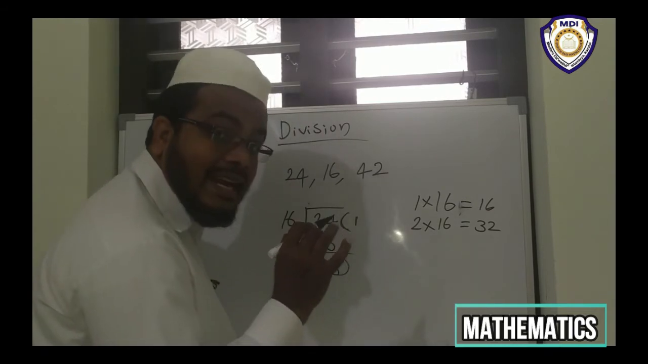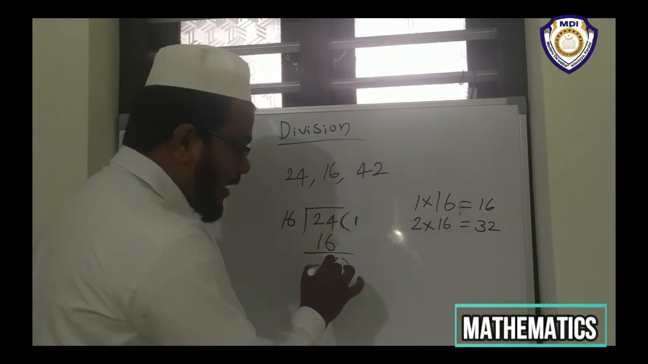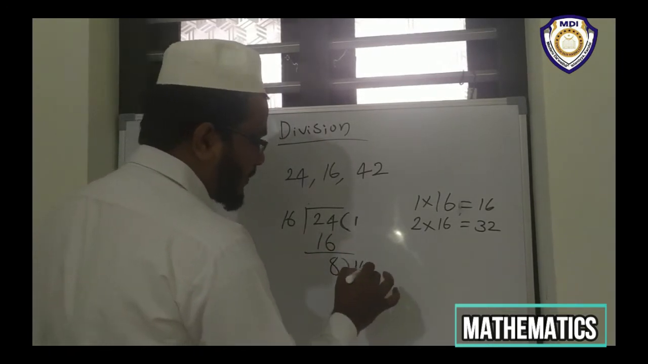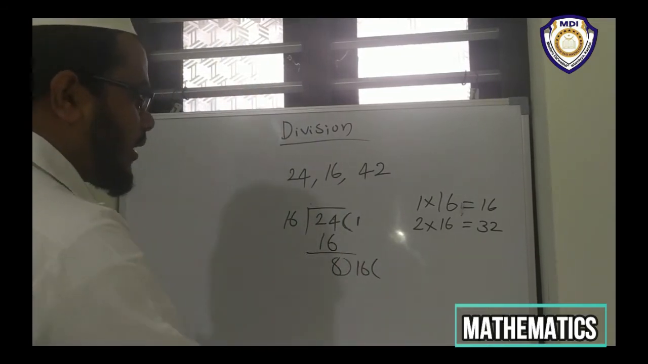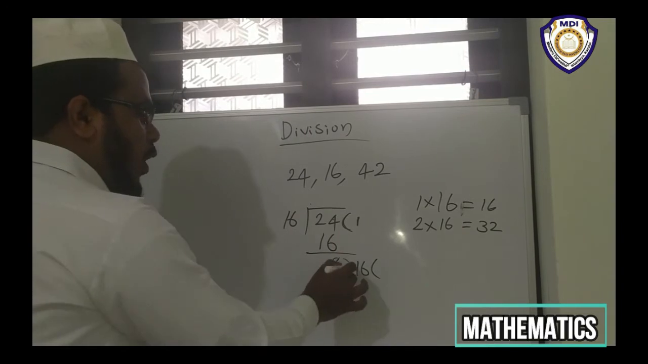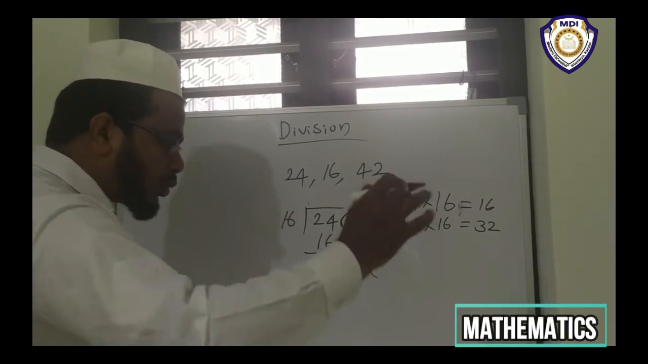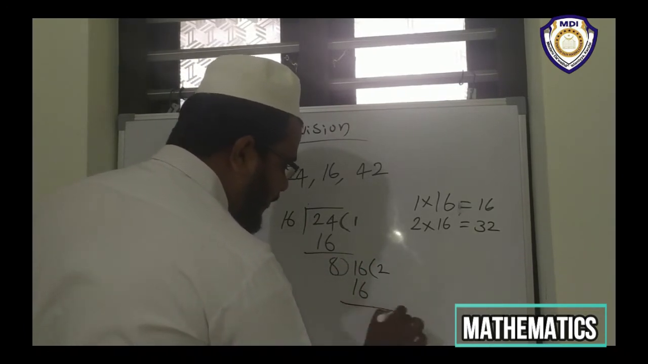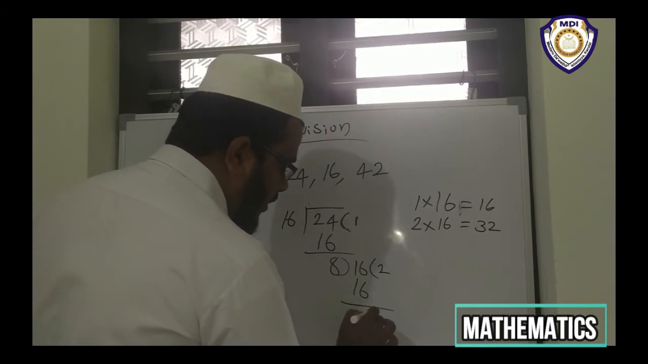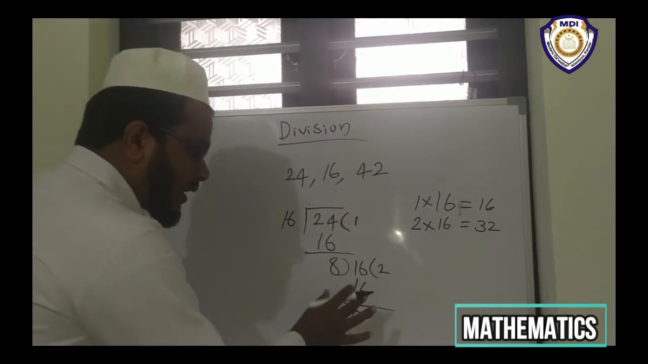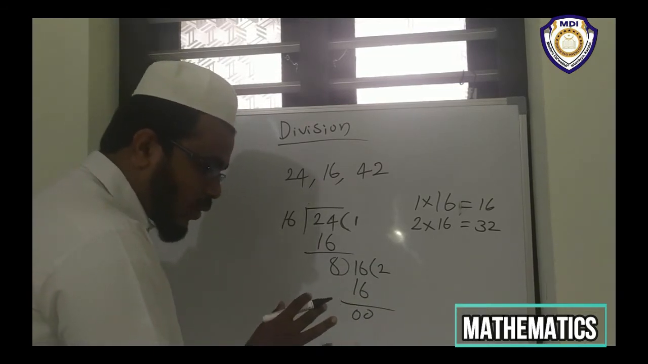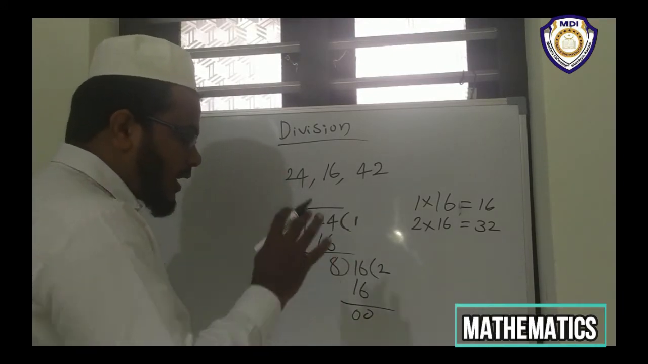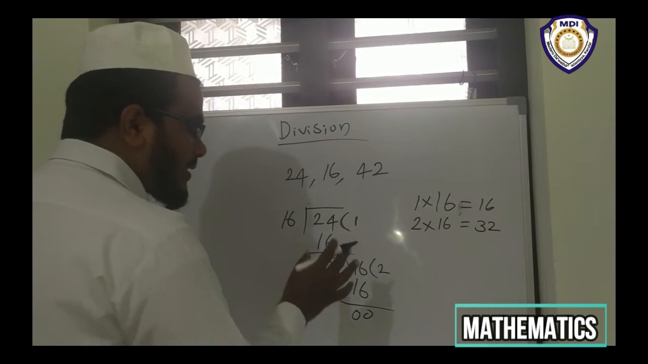So the divisor is 8, and the dividend here is 16, the first divisor. Then the quotient: how many 8s are there in 16? 2. Sure. 2 into 8 is 16. Then we get 0. The long division ends here. If you get 0 at last as the remainder, then our division ends. That is the last step of the division.